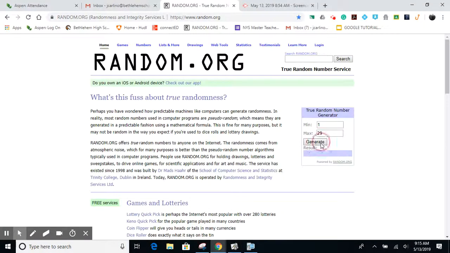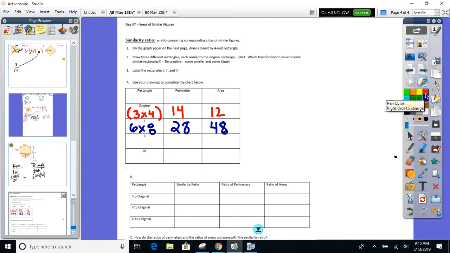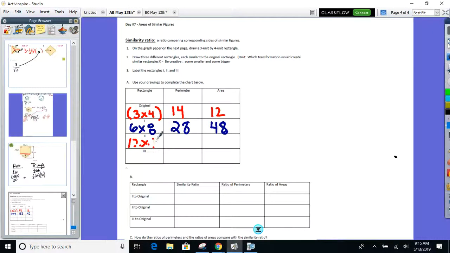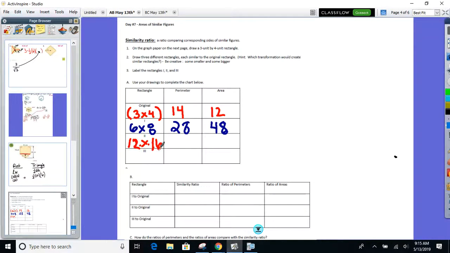Give me another rectangle we're going to use that's similar. Another rectangle we're going to use. Wow, 12 by 16. There you go. Again, not needed to graph it. 12 by 16. Perimeter and area.